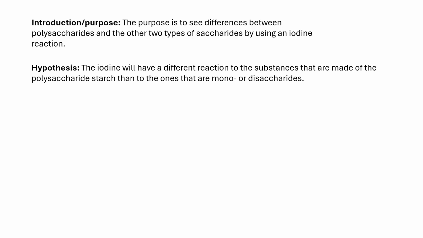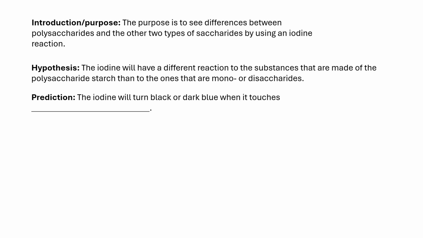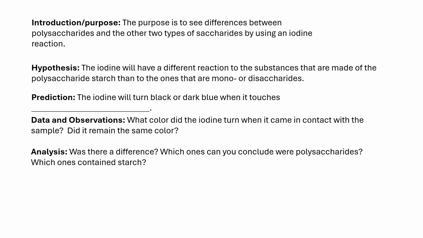Again, here's the introduction, a sample hypothesis, a prediction. And then when you are taking your data and observations for this, make sure you record what color the iodine turned when it came in contact with the sample, or did it remain the same color? You should have something written down for each one of the samples in the experiment.